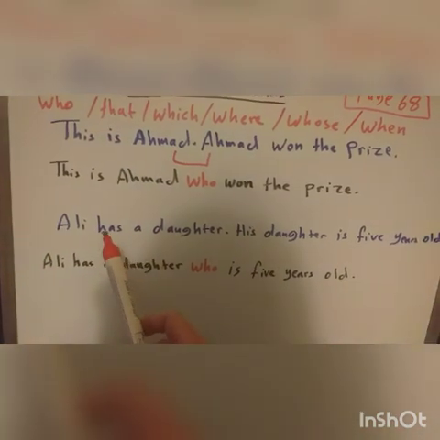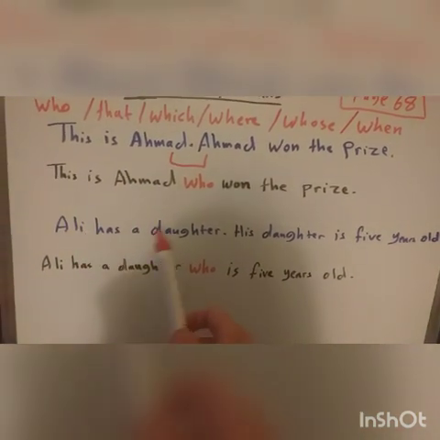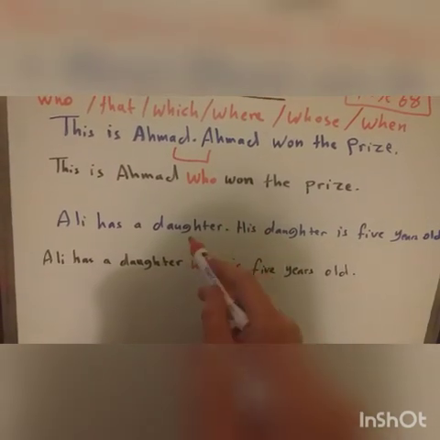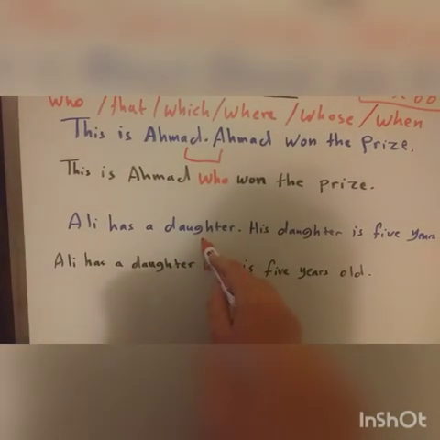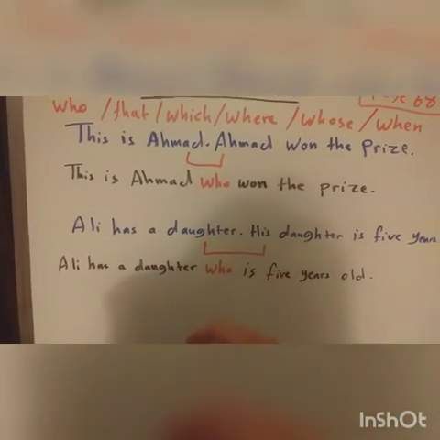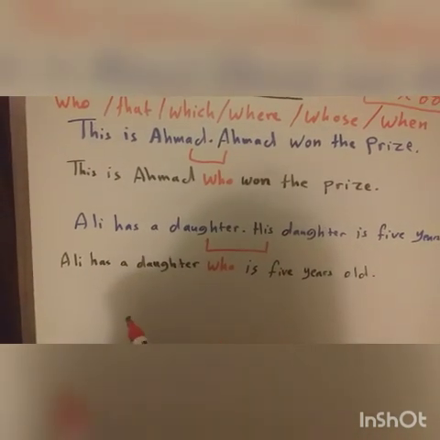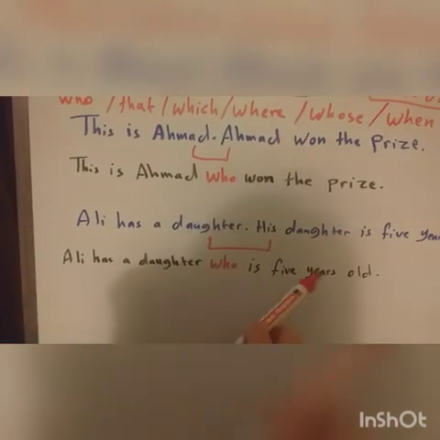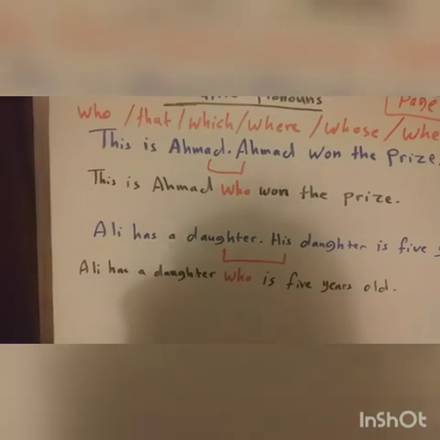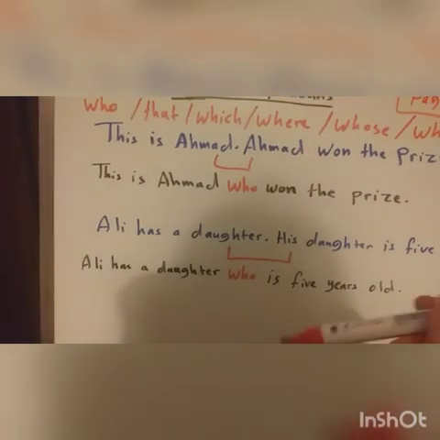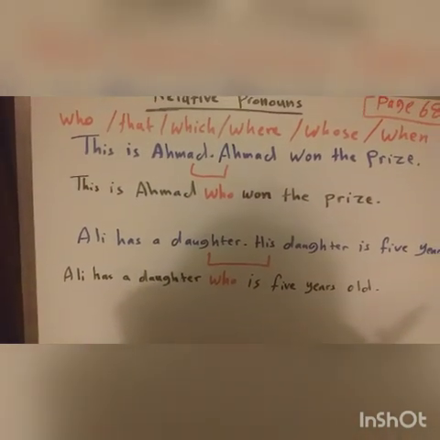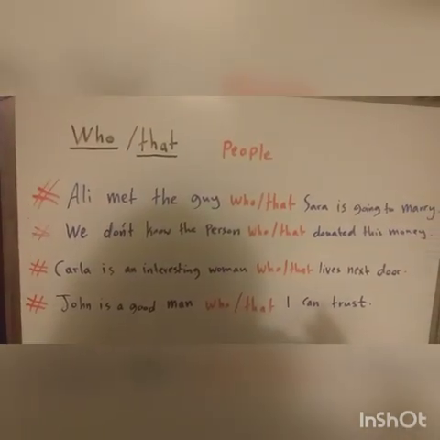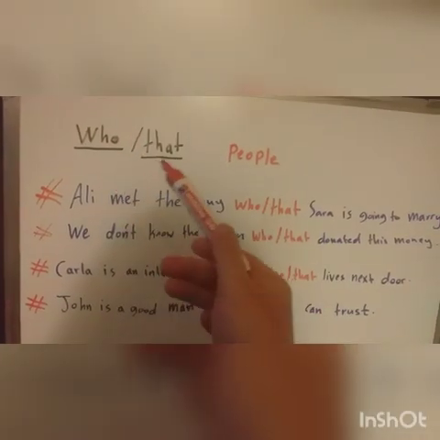Look at the second example. Ali has a daughter. His daughter is 5 years old. If we want to connect the two clauses and make it an easy sentence, we have to use a relative pronoun. Ali has a daughter who is 5 years old. Now we're going to study each one of them in detail so that you know how to use them in sentences. Let's look at the first relative pronouns, who and that.